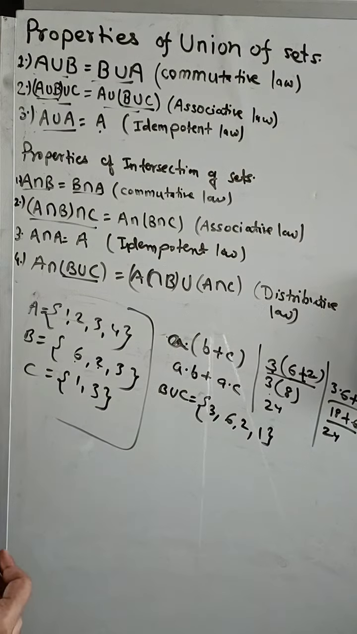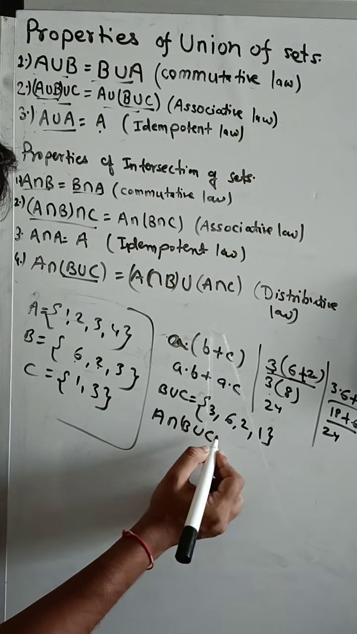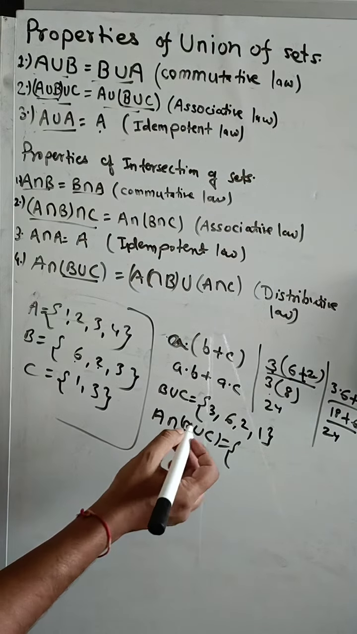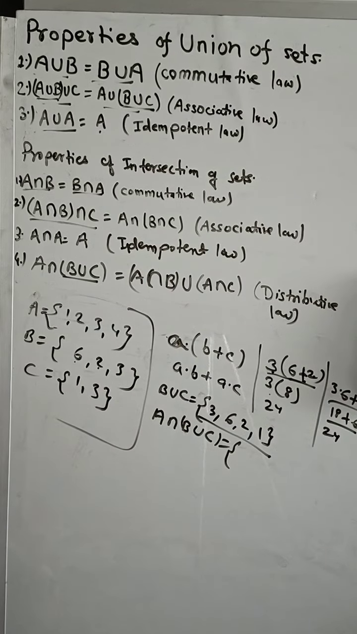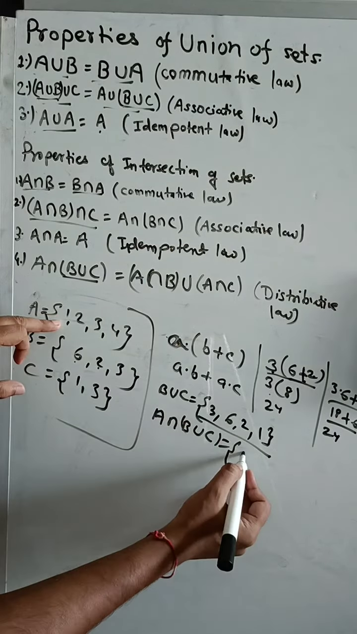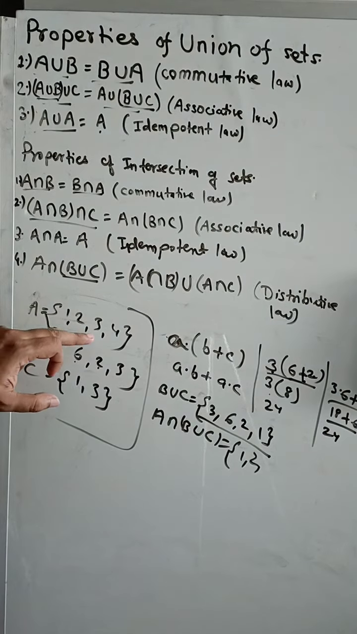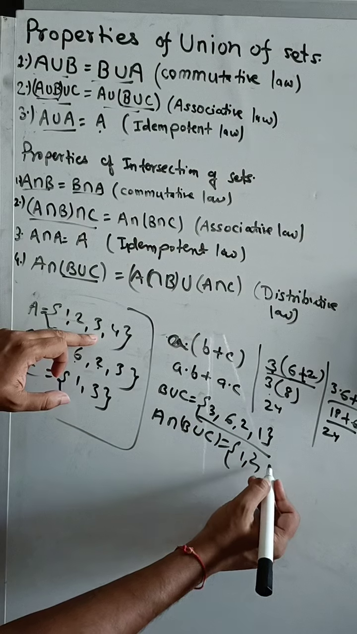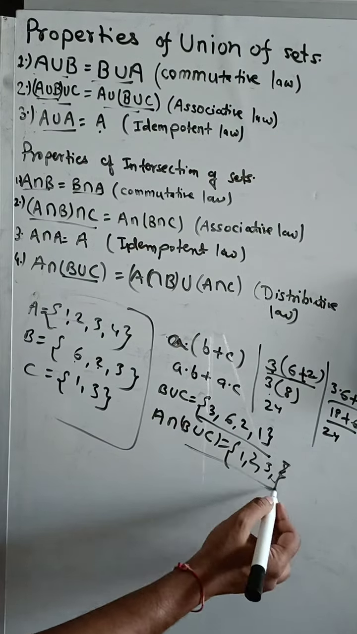Now you have to do A intersection B union C. You have to do the intersection of this and this, and you know intersection means common part. Okay, 1, yes, 1 is common, take it. 2, yes, common, take it. Then 3, yes, it's common, take it. And 4, no, it's not common. So in the left hand side we are left with this.